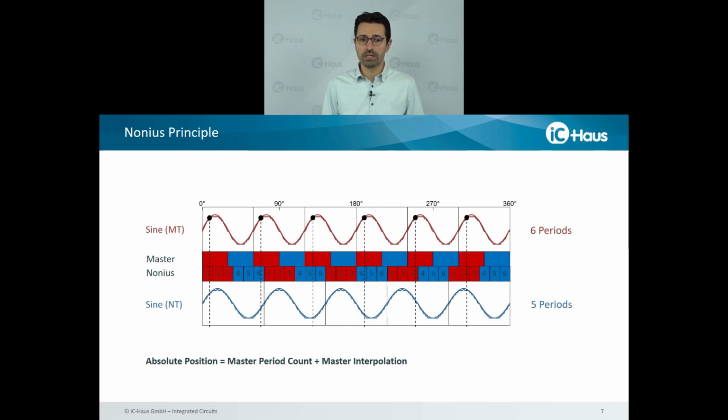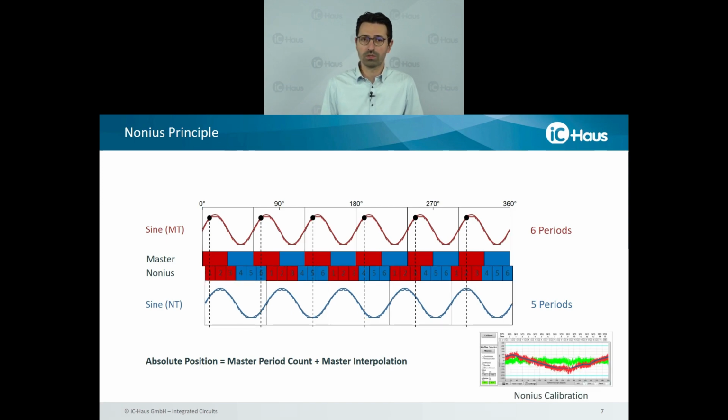When you look at this vertical line, you see maybe it's not perfectly in the middle of this section number 1, for example, which I have plotted here. This means the master and the nonius track stand in relation to each other, and due to mechanical misalignment, it is not perfectly in phase, and therefore we have the nonius calibration. For visualization, the nonius calibration shifts the nonius track a little bit to align it to the master track in a perfect way. Therefore, we have the nonius calibration with our GUI software. Patrick will later show you how this works.